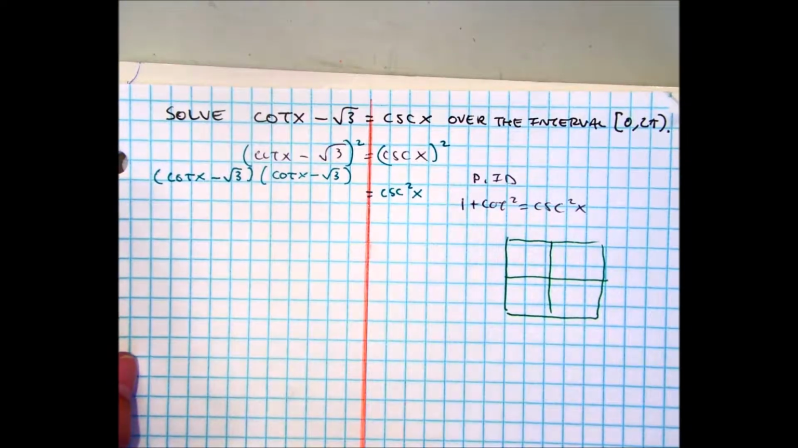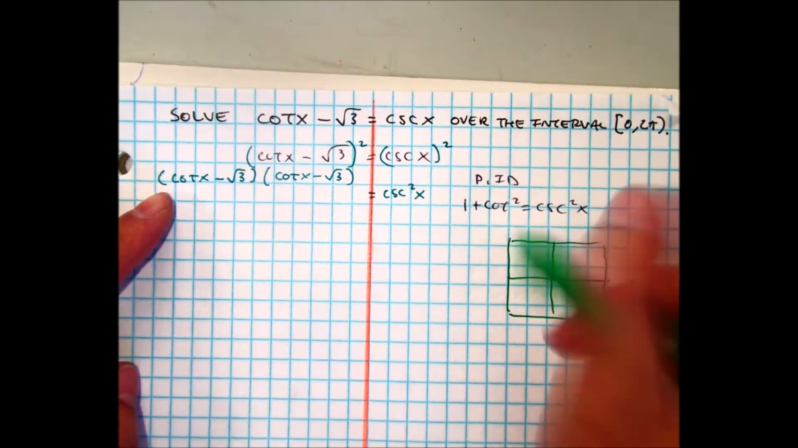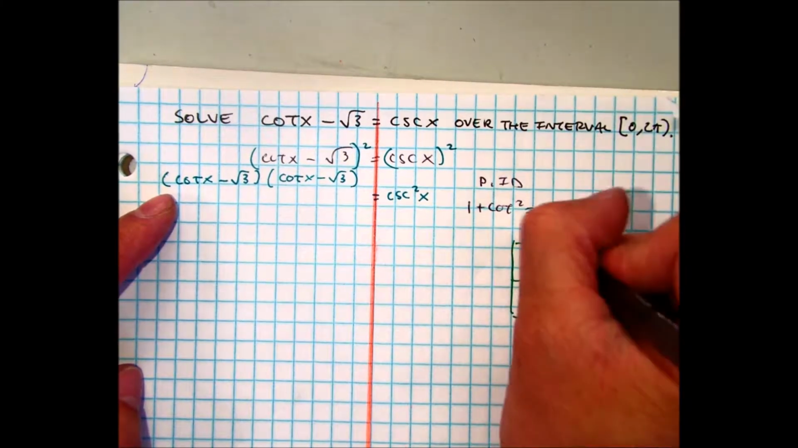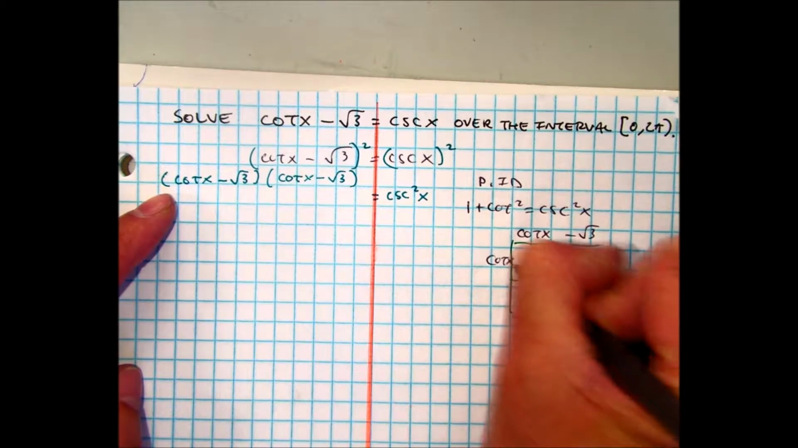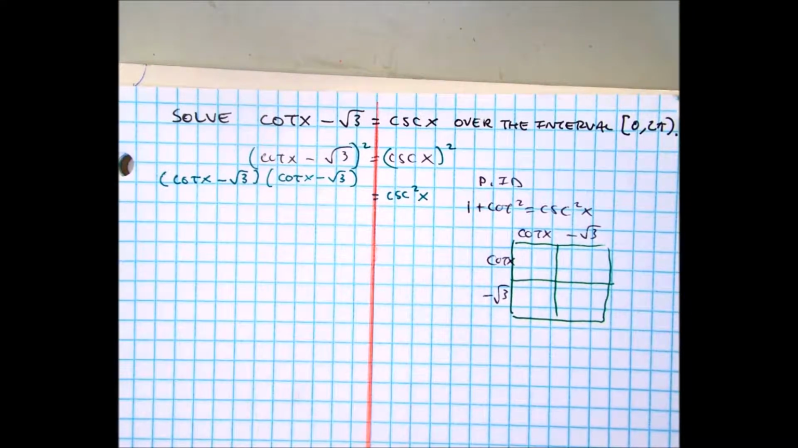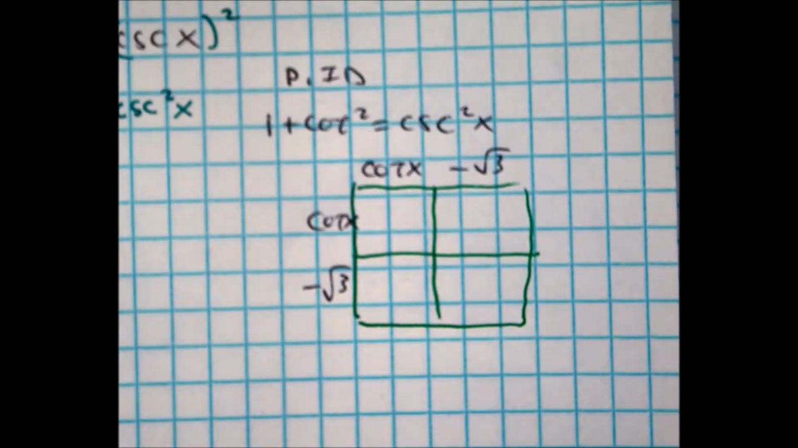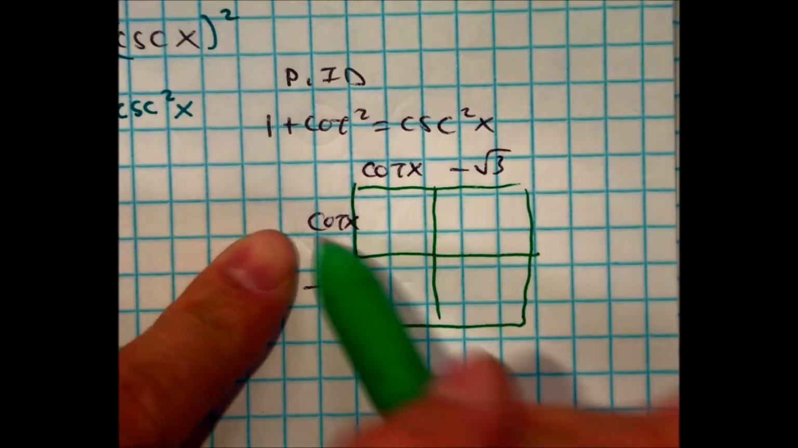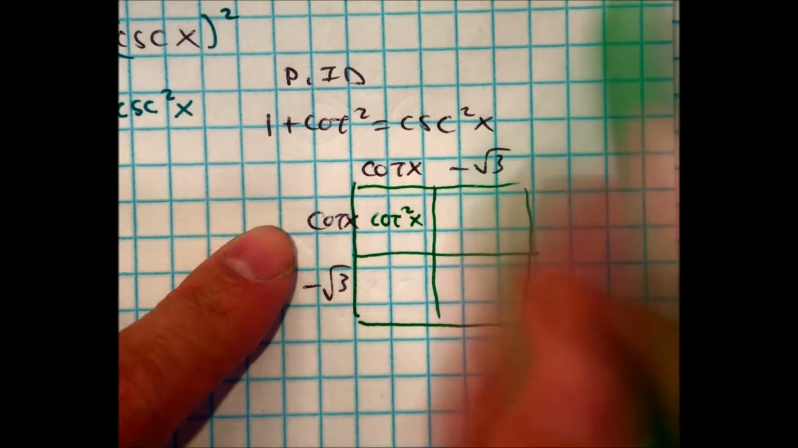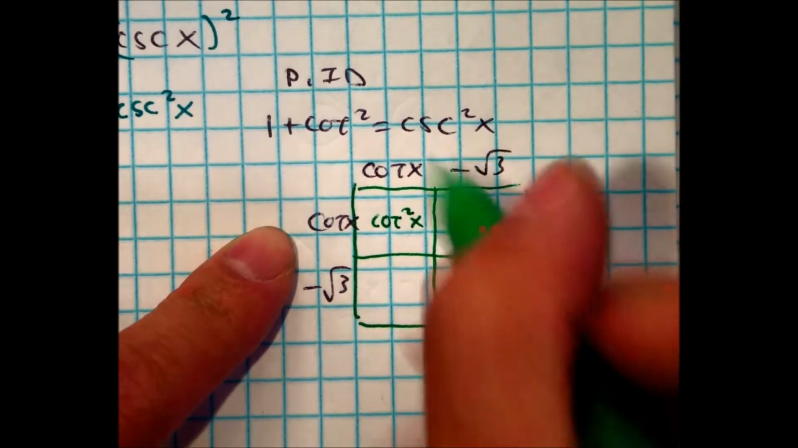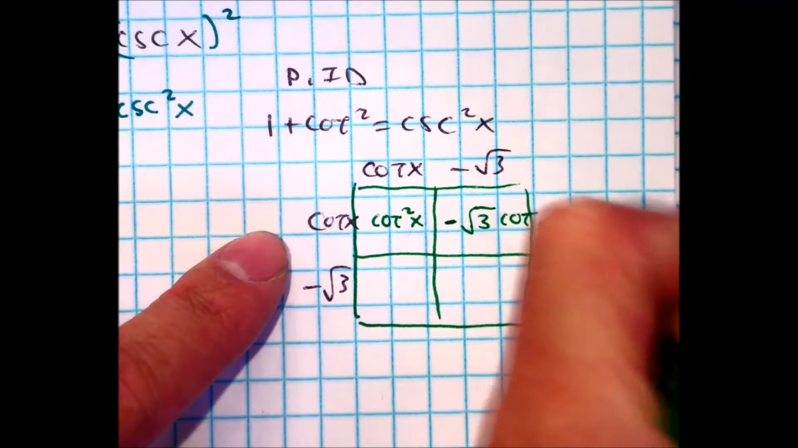you'll notice more and more that we're doing a lot more side problems that help you with the basic algebra to see how it's connected to our problem. I have cotangent x minus radical 3, cotangent x minus radical 3. Let's go ahead and multiply. Cotangent times cotangent. Cotangent x times negative radical 3. Negative radical 3 cotangent x.